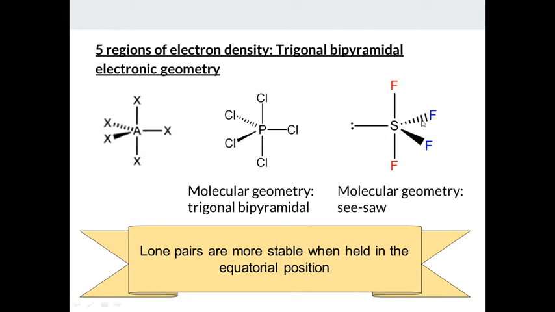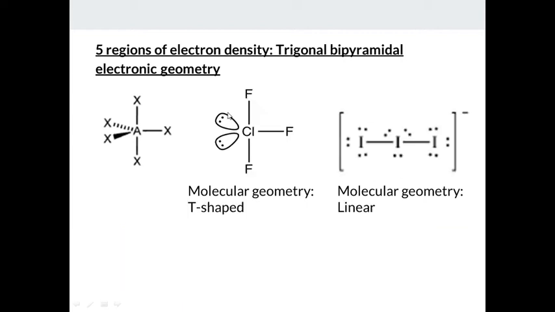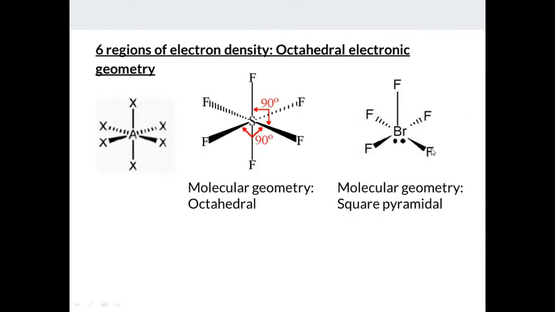And when there's 1 lone pair, the molecular geometry will be seesaw in shape. Imagine this is the base of the seesaw and these are the 2 ends of the seesaw. When there are 2 lone pairs, it will be T-shaped, and when there are 3 lone pairs, the molecule will simply be linear. When there are 6 regions of electron density, the electronic geometry will be octahedral in nature. That means the regions of electron density will arrange themselves to form the vertices of a regular octahedron. So when there are no lone pairs, the molecular geometry is octahedral.